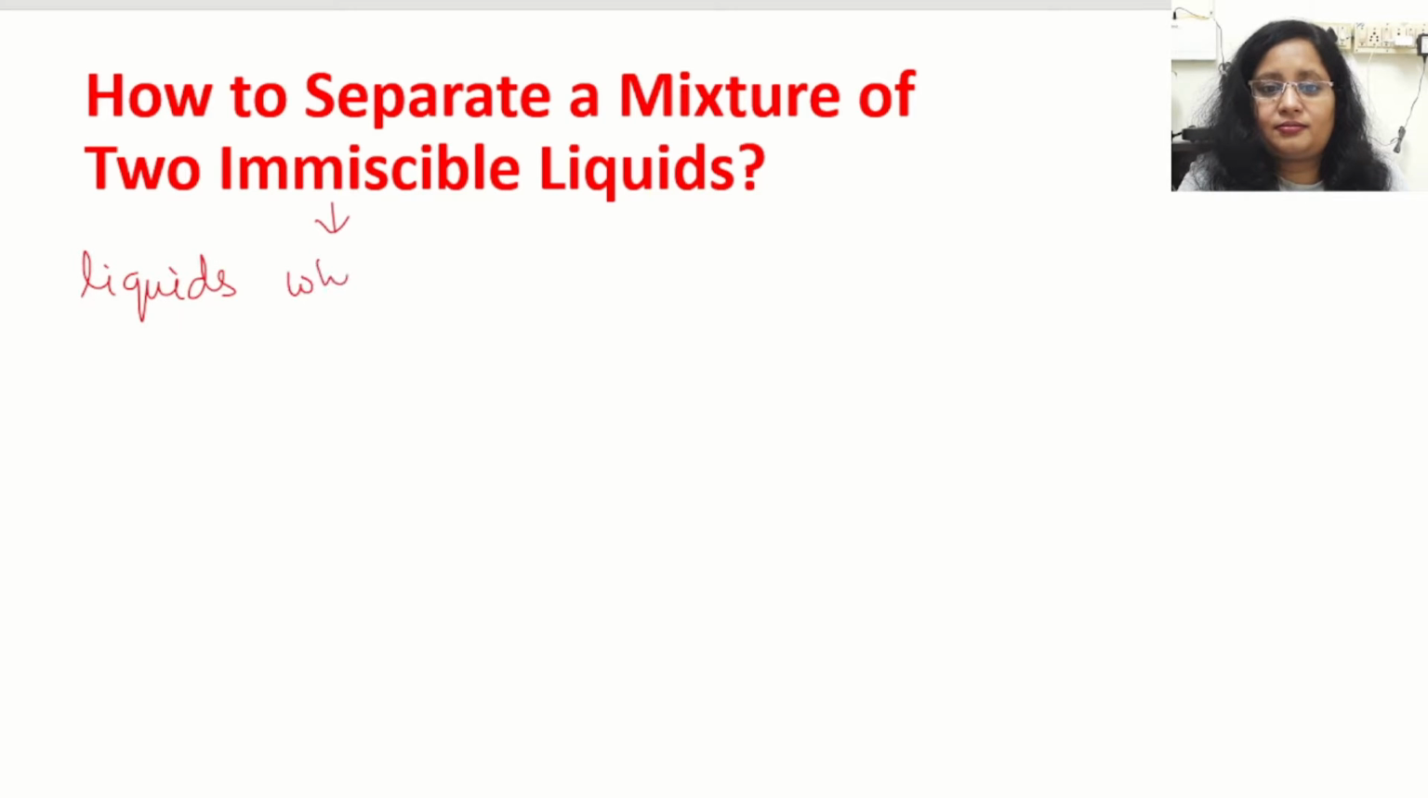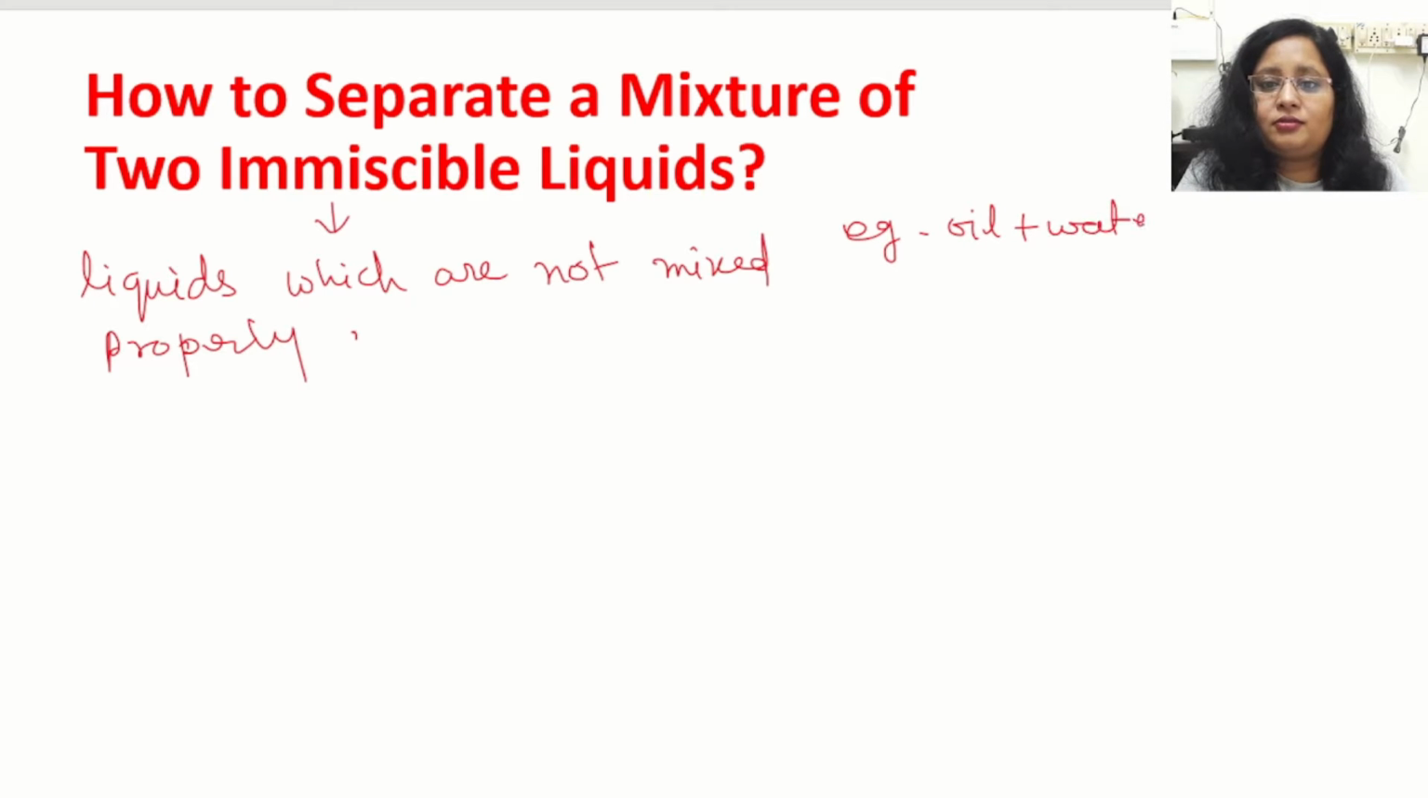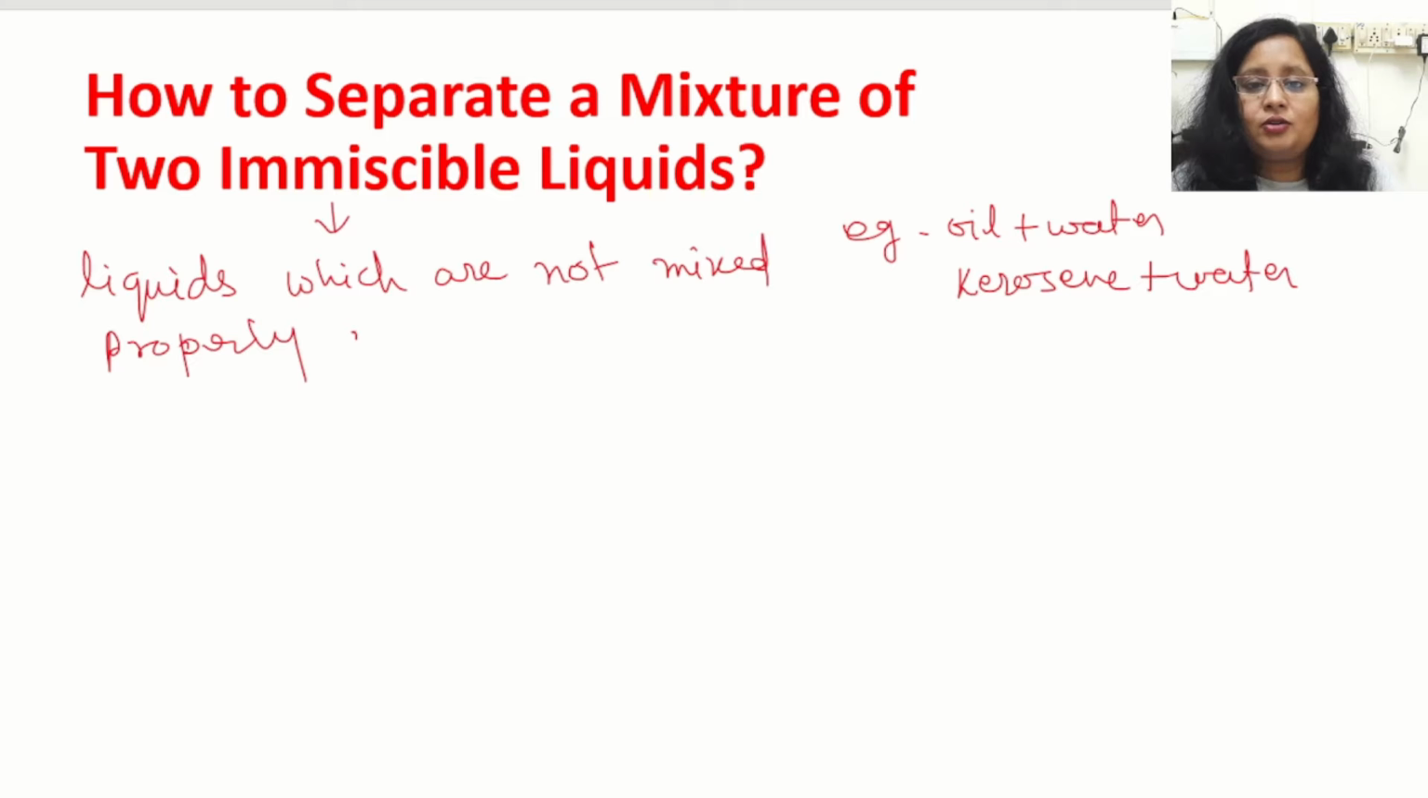Liquids not mixed properly are called immiscible liquids. And what can be examples of this? We have oil and water, or kerosene plus water. So if we have an oil and water mixture, how do we separate it?